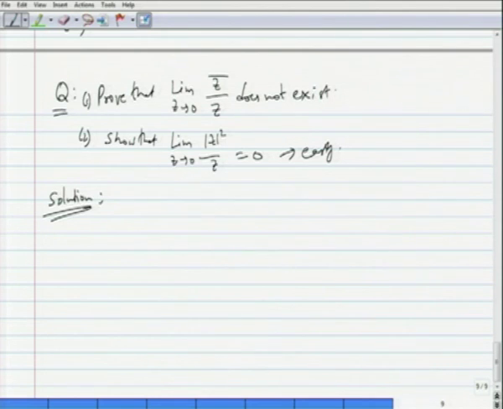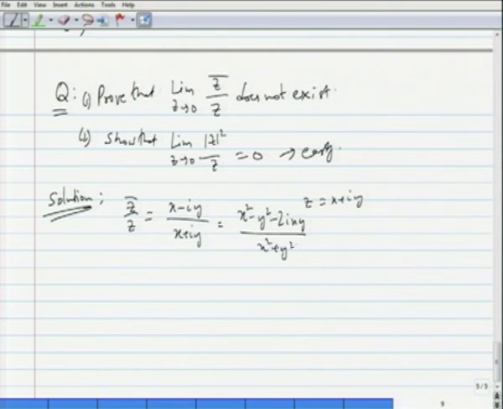So, z bar by z, well, let us look at z bar by z, that is x minus i y by x plus i y, if I take z equals x plus i y. And by multiplying the conjugate in the denominator, I get x squared minus y squared, minus 2 i x y divided by x squared plus y squared. So, this is x squared minus y squared by x squared plus y squared minus 2 i x y by x squared plus y squared.